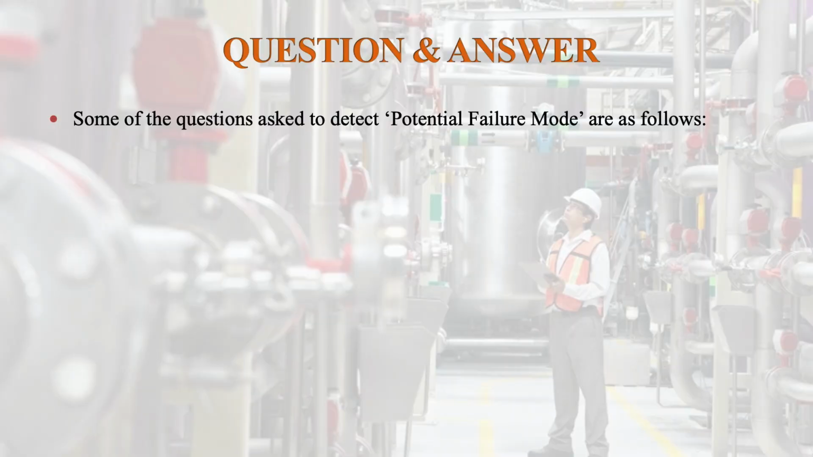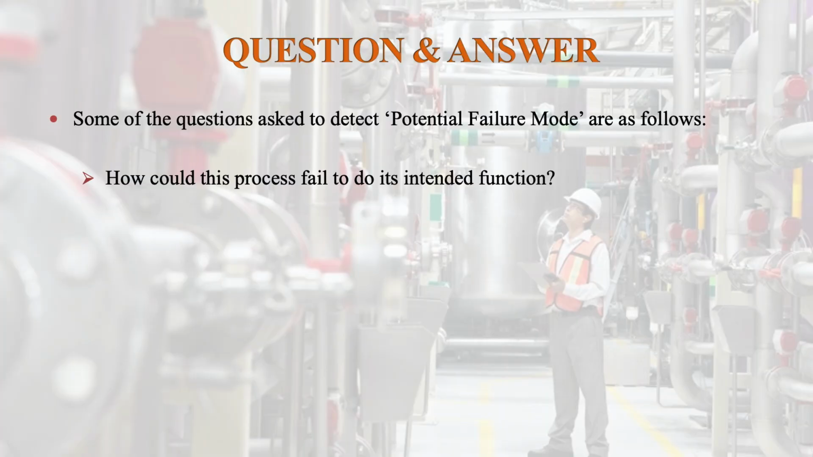Some of the questions asked to detect potential failure modes are as follows. While conducting this failure mode analysis, one has to ask some questions. These are: how could this process fail to do its intended function? How will the customer find it unacceptable? So how is it not acceptable to the customer? Like that, everybody should ask some questions so that he can get some idea from the customers, and then he can incorporate it in the design intent.